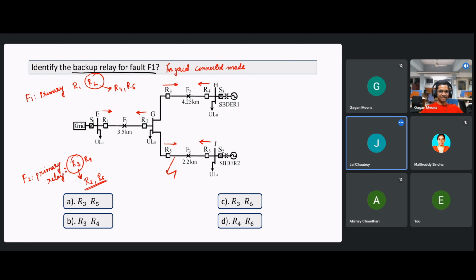Lastly, let us see this one. What about F3? For F3, primary relays are... R1, R4, and R1 is only for this line. We are talking about primary relays. So primary relay for this feeder, for F3 feeder.